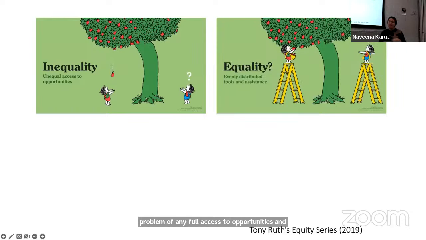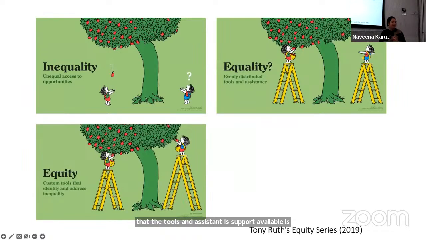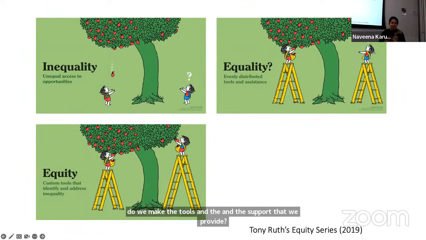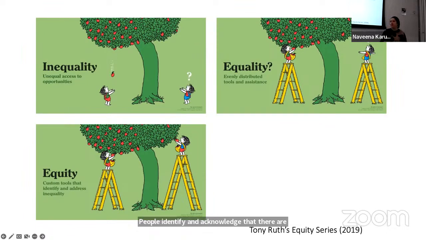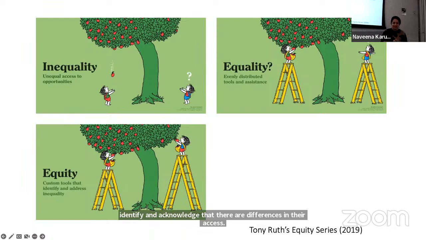Equality as sort of an effort to make it so that the tools and assistance and support available is available to everyone equally. Equity would be if we thought about, okay, we do want everyone to have access to these resources. How do we make the tools and the support that we provide people identify and acknowledge that there are differences in their access, and how do we make those tools so that people have equity in access?